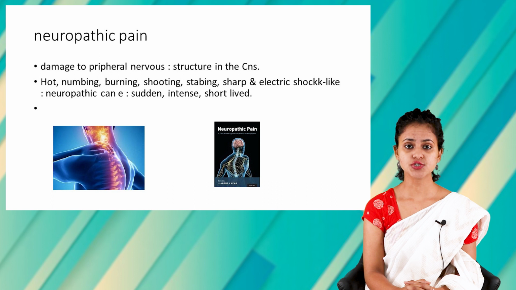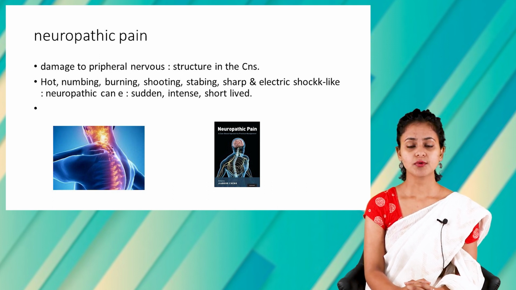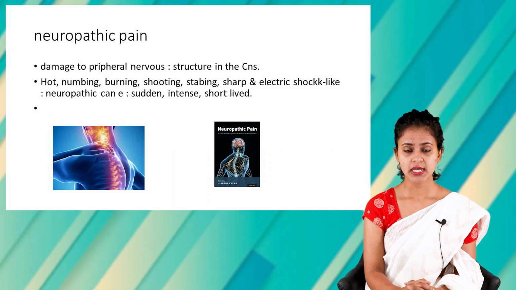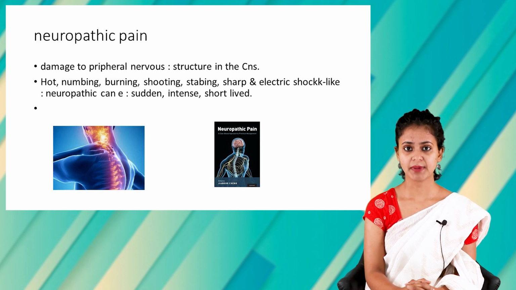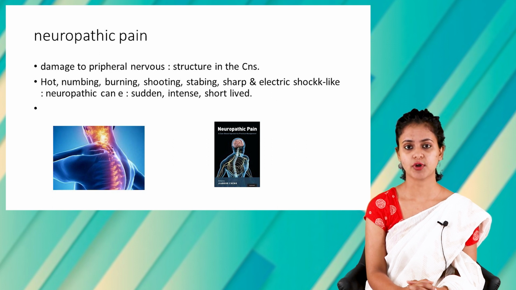The examples of neuropathic pain may include disease conditions like post-herpetic neuralgia. There can also be phantom limb pain. If the person is suffering from diabetic neuropathy, that also often develops into the condition of neuropathic pain for an individual. Trigeminal neuralgia is a disease condition which is often associated with the development of neuropathic pain for an individual.